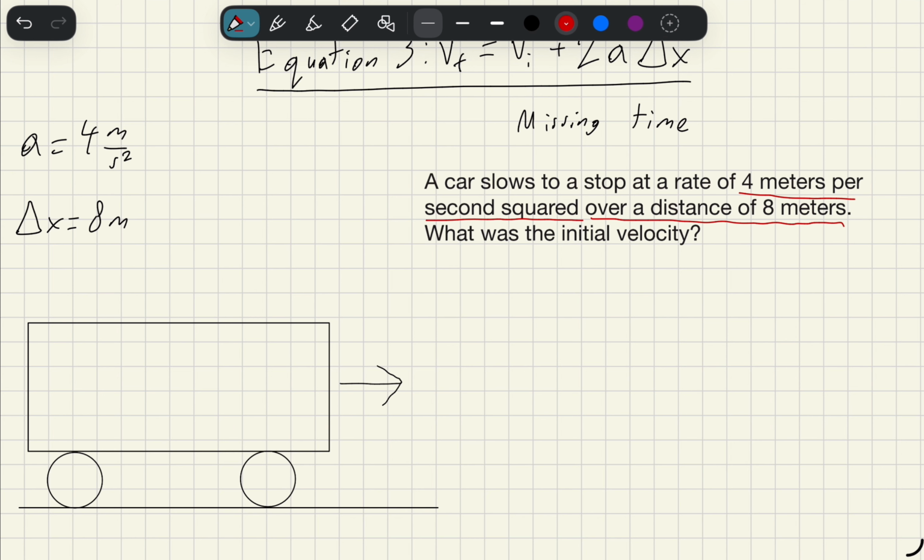What was the initial velocity? So we know that we want to find the initial velocity. We're missing one thing though. Let's read through it again. A car slows to a stop. Okay, that is something that may be tricky in some physics problems. We see that it's slowing to a stop, so that tells us that the final velocity is equal to 0 meters per second. Similar to how if it said it's starting from rest, we know that the initial velocity is 0 meters per second.